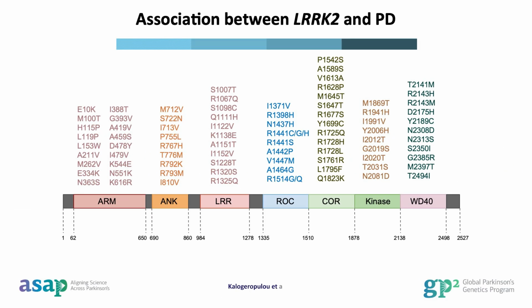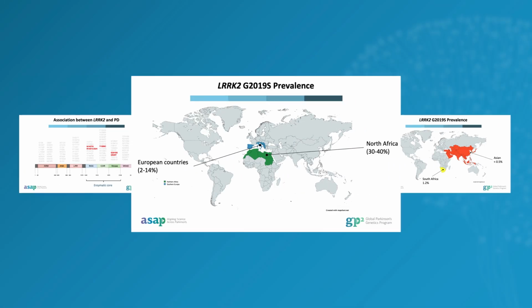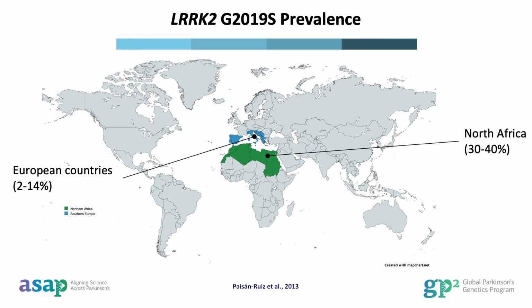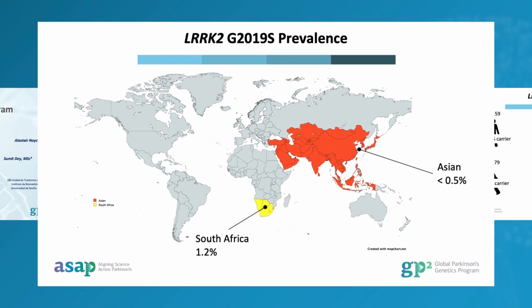Since then, more than 100 missense mutations in this gene have been identified, but currently, at the time of this recording, only 7 have been confirmed to be pathogenic, all of which are located on the enzymatic core. However, the frequency of LRRK2 mutations varies across different populations. For example, the most common causal variant G2019S has the highest prevalence in the North African population and among Europeans, but it is almost absent in the African and the Asian populations.